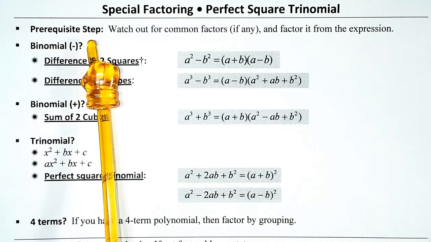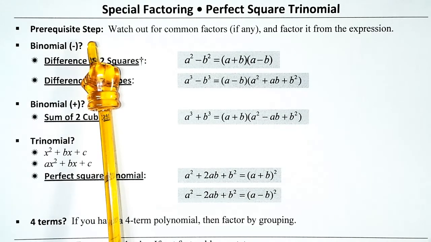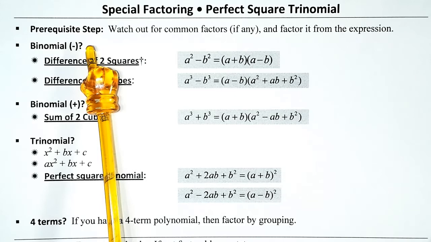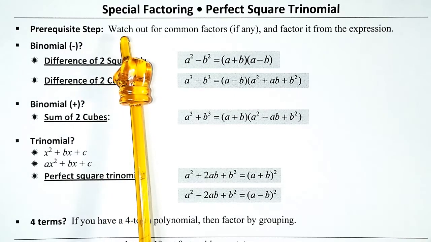What happens if you don't watch out for common factors from the start? Well, nothing. You're just going to work with things that are larger than needed, and then you're going to have to factor out the GCF at the end. But love yourself, watch out for common factors or GCF.